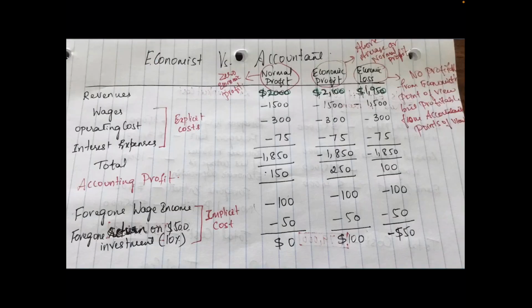Economist versus accountant, or views of cost and profit. So you can see here the first column is the normal profit earned by a firm. The second column shows the economic profit, and the third column shows the economic loss. Let's discuss the normal profit earned by a firm.